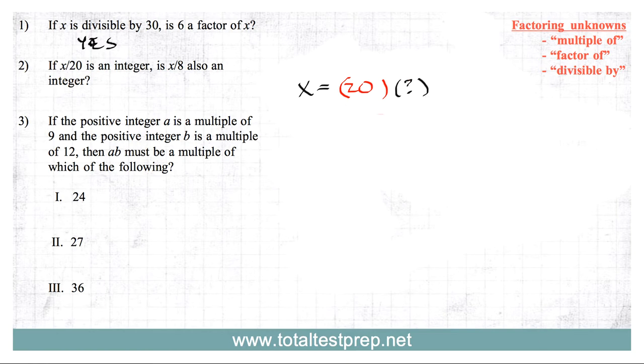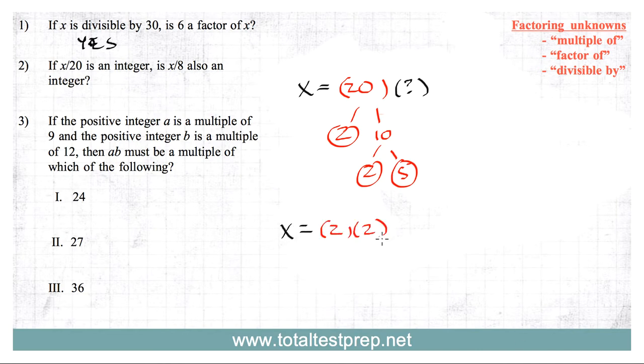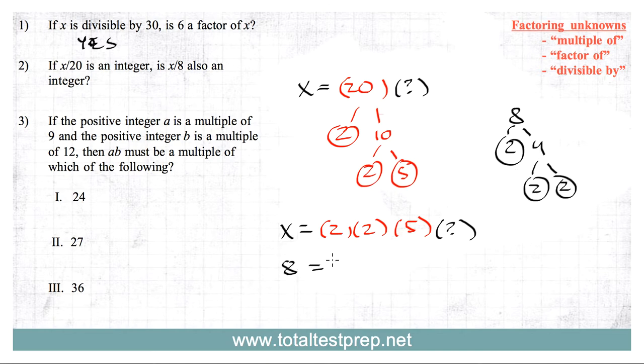And if we prime factor 20, this is 2 times 10, this is 2 times 5. So now we know that x is equal to 2 times 2 times 5 times some unknown. The question is, is x over 8 also an integer? So 8, I'll prime factor here, is 2 times 4, which is 2 times 2. So 8 is equal to 2 times 2 times 2.